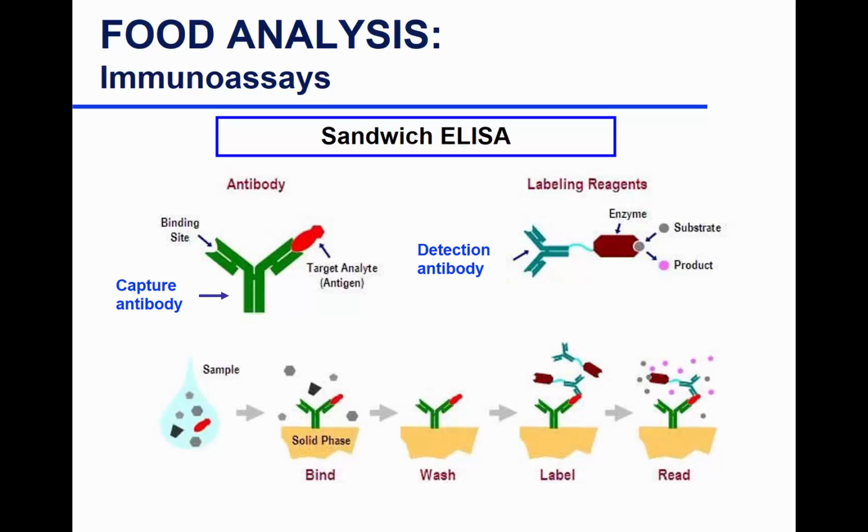And then you do a washing step for anything that did not get bound. And then the last step is you add the substrate, you generate the color and the product. And then you measure absorption. So they have specific names: capture antibody, detection antibody. Okay, it's important to know this terminology. So this would be your antigen, target analyte, capture, detection, enzyme, substrate, product. And your antigen is sandwiched, that's why it is sandwich ELISA.